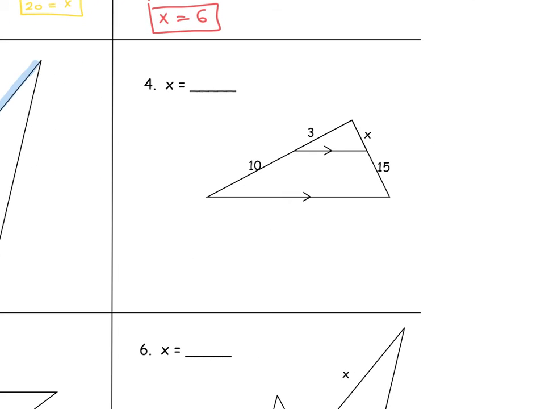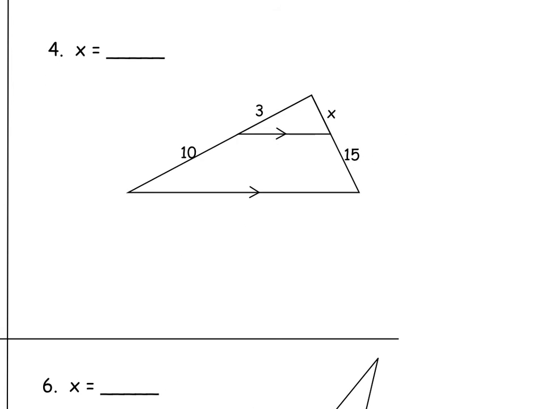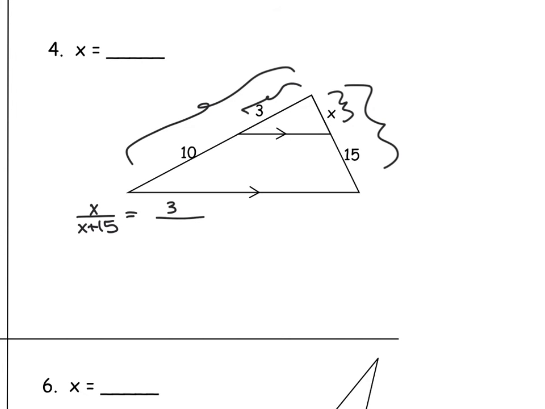Now let's move on to number 4. I'd like you to pause the video and try number 4 on your own. x over x plus 15 equals 3 over 3 plus 10, which is 13. Again, you cross multiply. 13x is equal to 3x plus 45. If you subtract 3x from both sides, you get that 10x is equal to 45. Divide both sides by 10 and you get that x is 4.5.